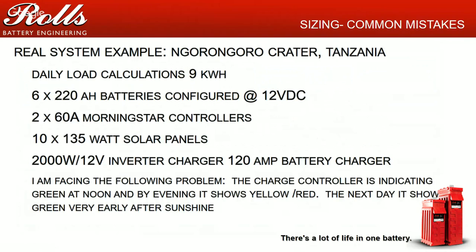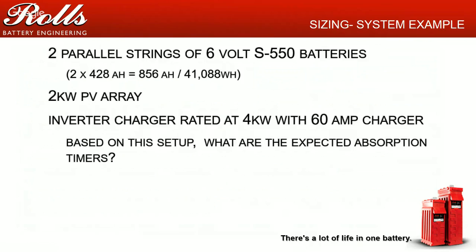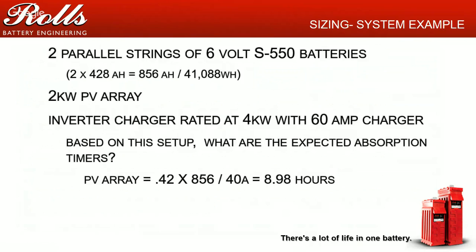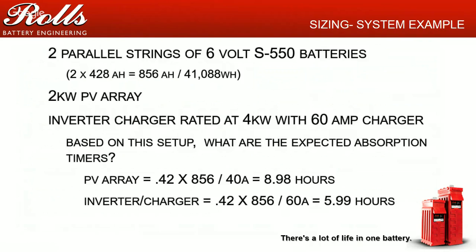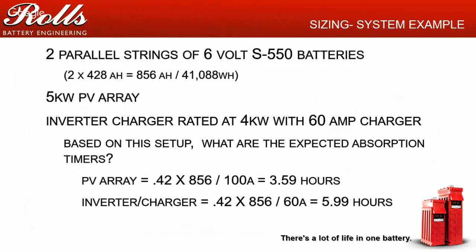This particular battery bank, the customer had used a bunch of 220 amp hour batteries in series parallel. They've got too small of an array. They had some issues with the system. So again, based on this setup, 4,100 watt hours, 2 kilowatt PV array, you're looking at an absorption time of 8 to 9 hours. Again, if you increase the size of those arrays, your absorption times get to a more reasonable number where the customers can actually attain that full battery charge.